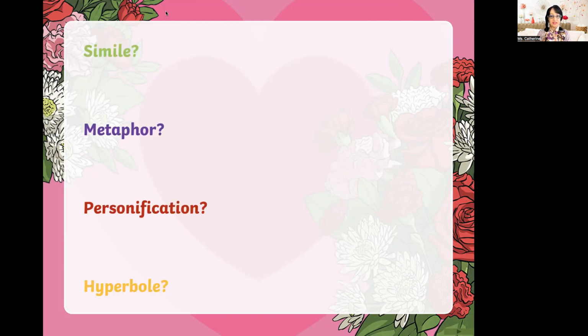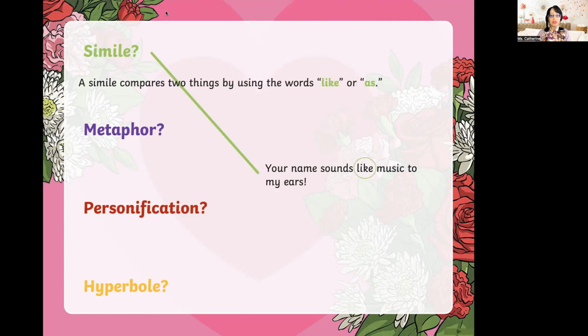Okay, let's look at the next sentence. Your name sounds like music to my ears. Let's repeat. Your name sounds like music to my ears. Which type of figurative language? Simile, metaphor, personification, or hyperbole? Simile. Why? Because we are comparing two different things with the word like. Simile compares two things by using the words like or as. Good job.